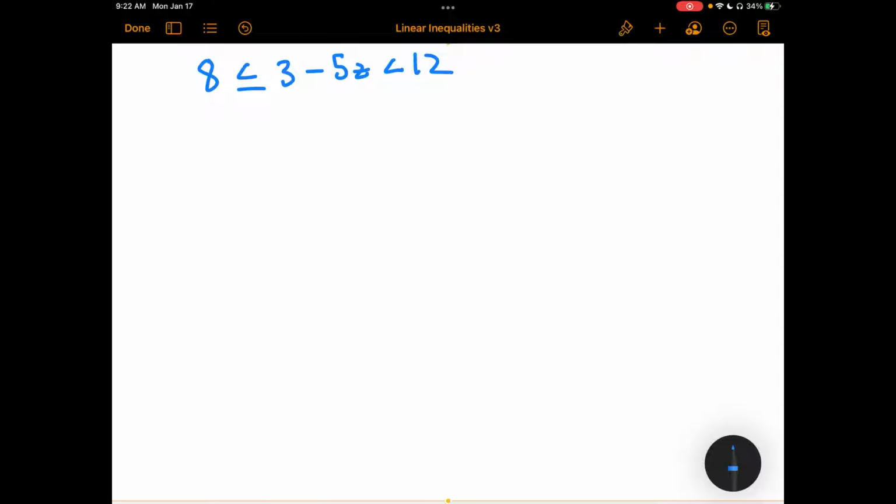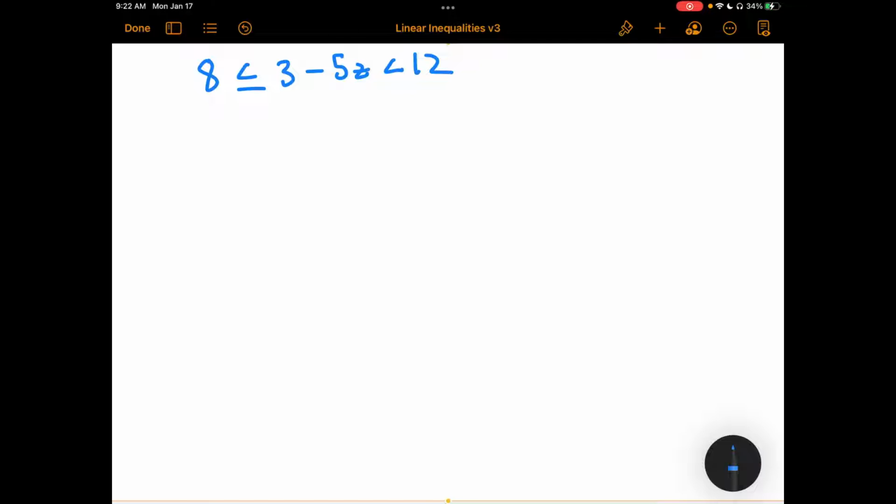In this video, we will be solving a linear inequalities problem: 8 is less than or equal to 3 minus 5z, which is less than 12. So we're going to treat this just like a regular algebra problem. Just keep note that whenever we multiply or divide by a negative number, we have to flip our signs, and that means our inequalities. But other than that, we treat our inequalities just like equal signs. And our goal is to solve for z and have z left in the middle of our inequalities.